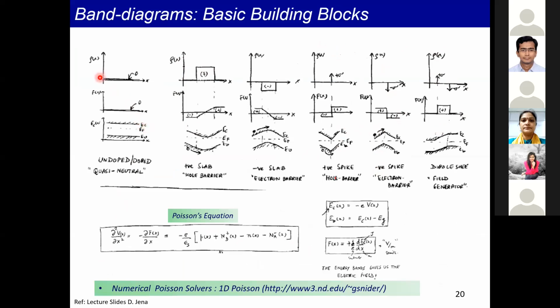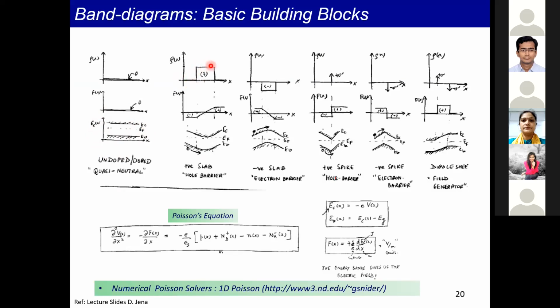Okay. One is, of course, a neutral region in which there is no net charge density. In that case, there is no net field, and the potential energy is also constant. So essentially, your conduction band minima and valence band maxima remain constant as a function of position.